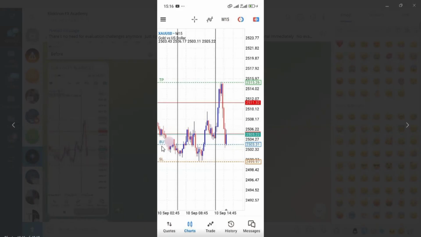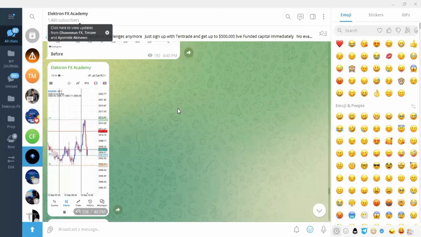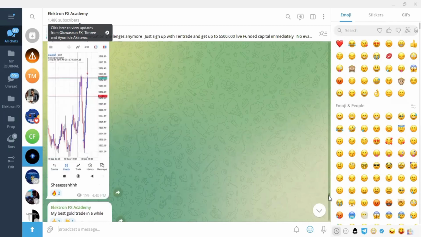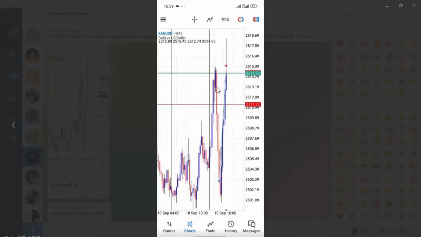I had to blur out the lot size because I do not like to show how much I make. I think it's more of a private thing. You can see where the market actually hit my TP. You can see this blue execution line, which simply tells you that this was actually taken on my account. It's not just a doctored screenshot. So let's now talk about the main chart.